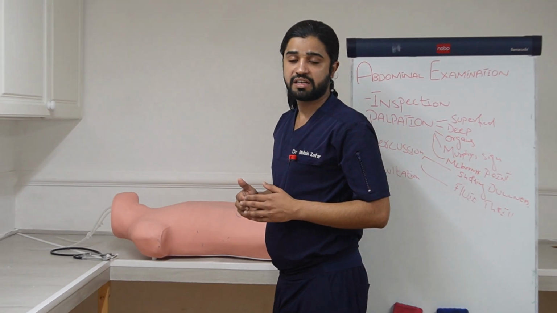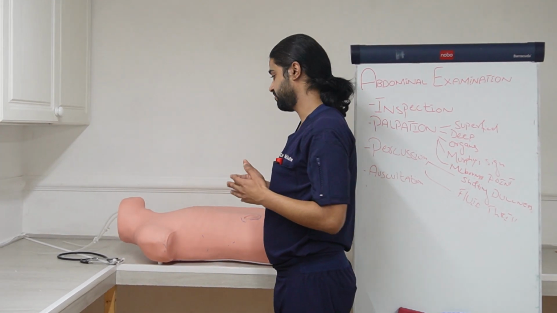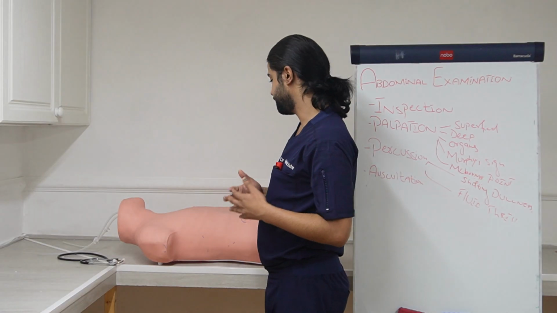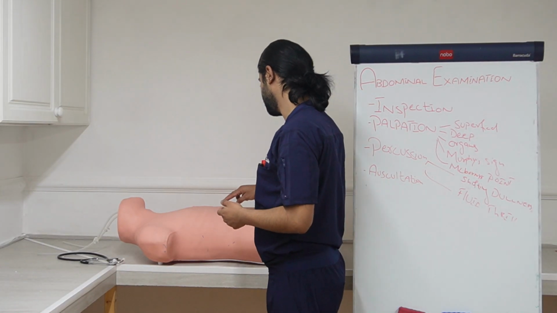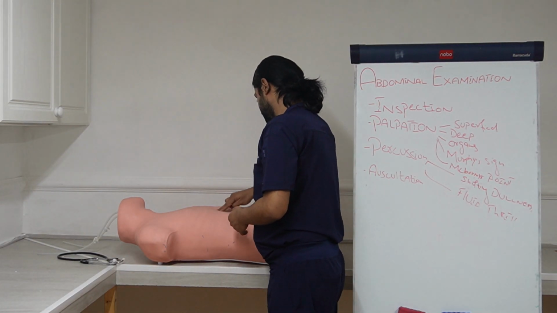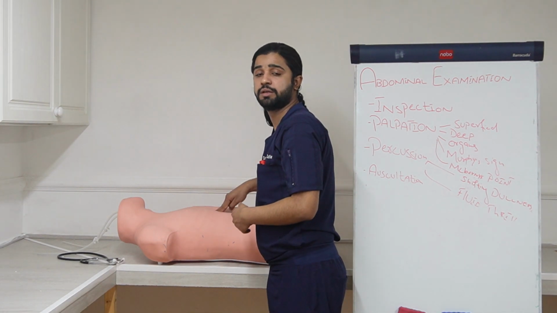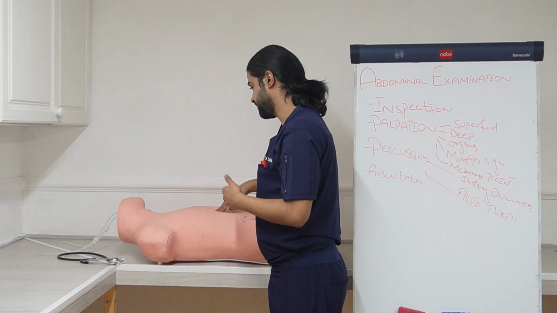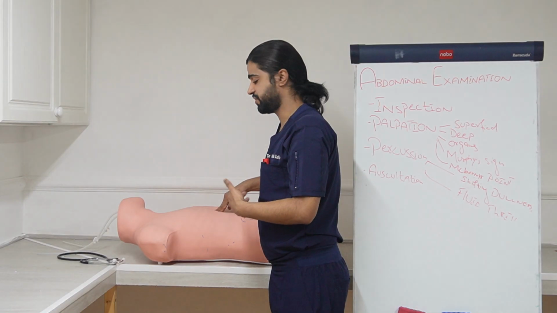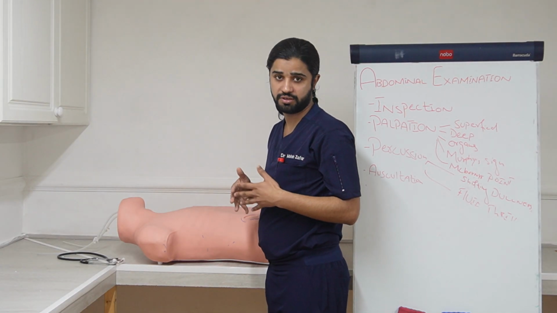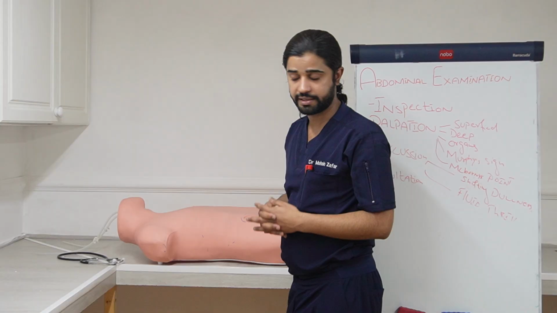After the kidneys, doctors, next is Murphy's sign. Murphy's sign will be positive for acute cholecystitis. Simply we will place our hand below the ninth rib and we will ask the patient to take a deep breath. And if the patient feels pain on deep inspiration, this means Murphy's sign is positive. This is positive for acute cholecystitis.